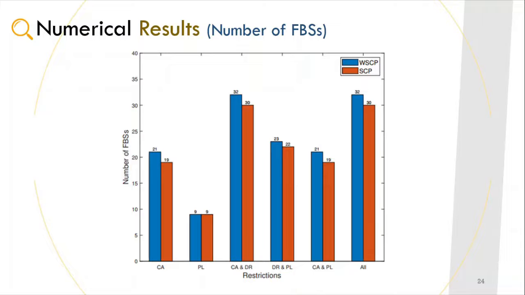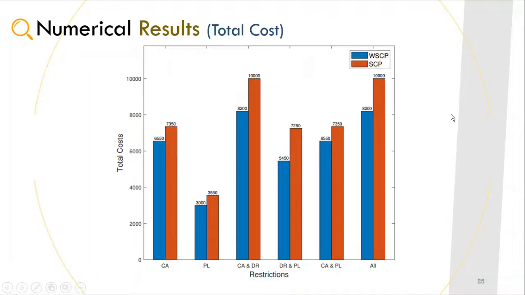Keeping in mind that we cannot consider the data rate constraint solo. To compare SCP and WSCP, except in the PL constraint, in other cases WSCP needs more FPSs. However, in all cases WSCP can solve the problem with a lower cost.